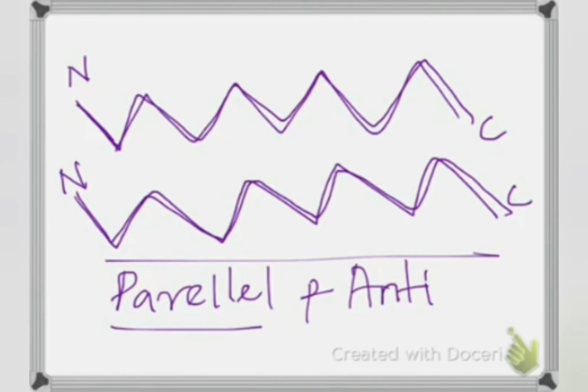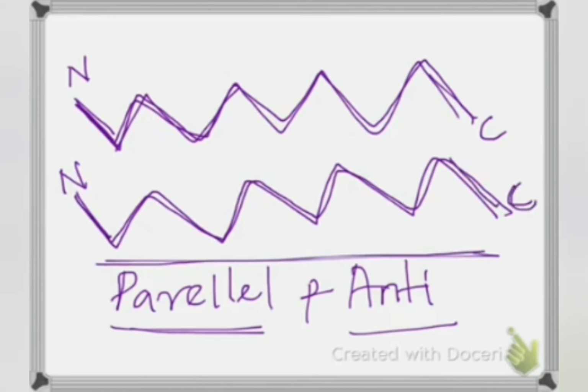There are two types of beta pleated sheets: parallel and anti-parallel. Consider this structure. Here you can see the N terminal and here is the C terminal. The next sheet also has the N terminal and the C terminal in the same direction. So this is a parallel beta pleated sheet.